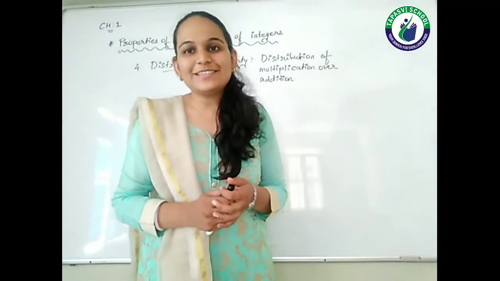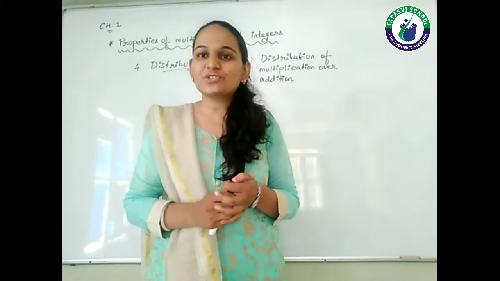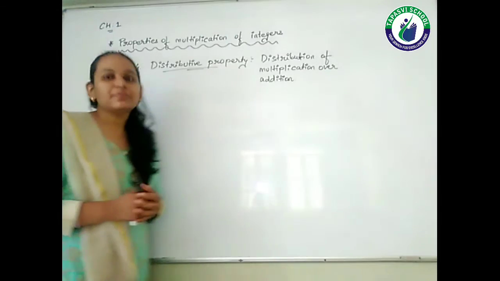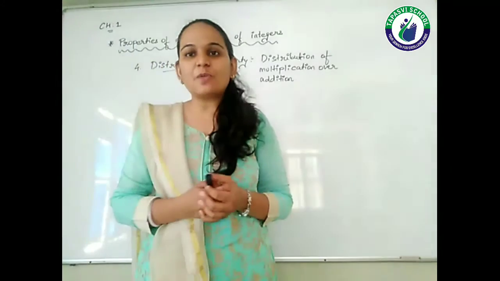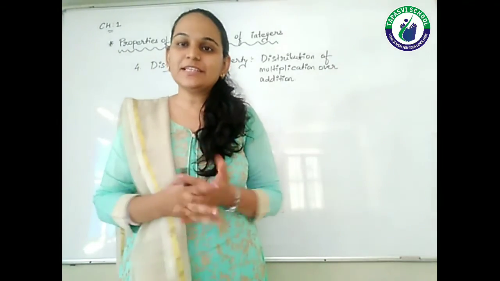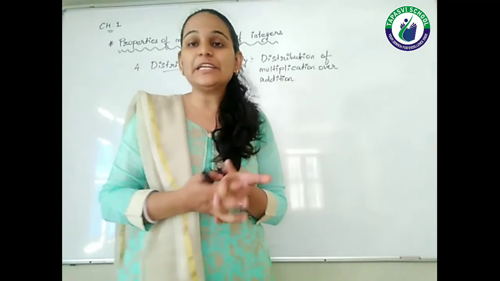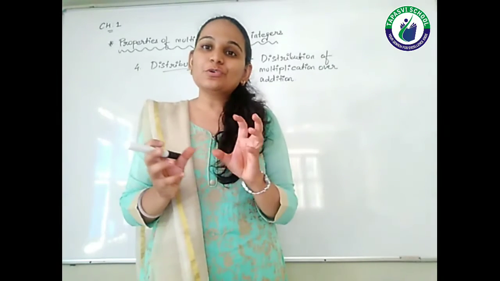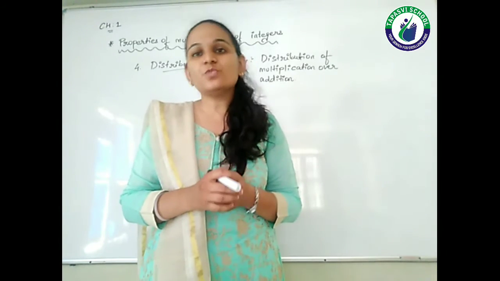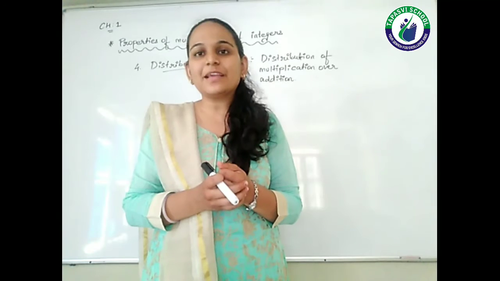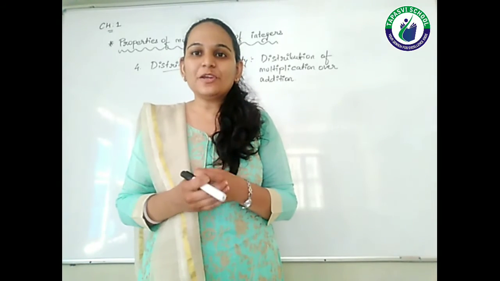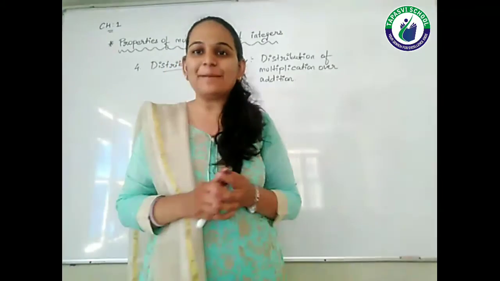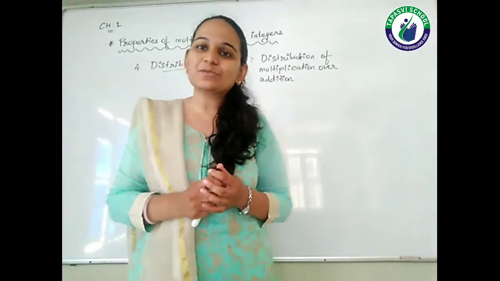Okay students, now let's see the fourth property of multiplication of integers, that is the distributive property. What does this distributive property say? The distributive property says the distribution of multiplication over addition. That means we need to distribute the multiplication to two particular integers which are enclosed with the addition sign. You may not be able to understand this terminology, so let me show you the example, then you can get better clarity, students.